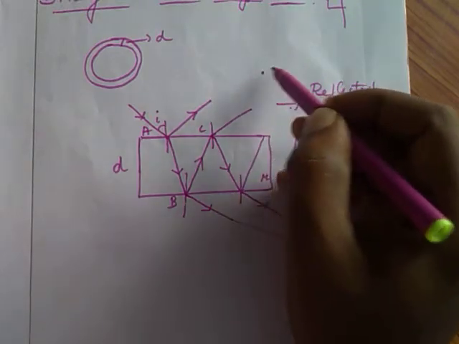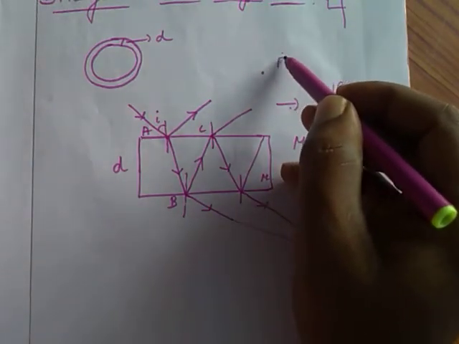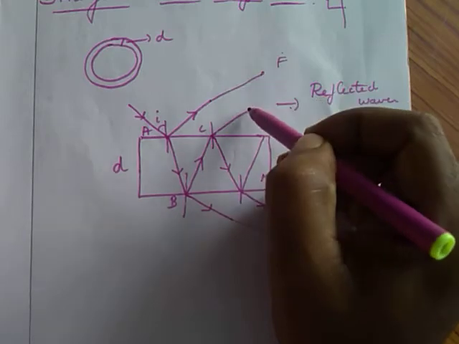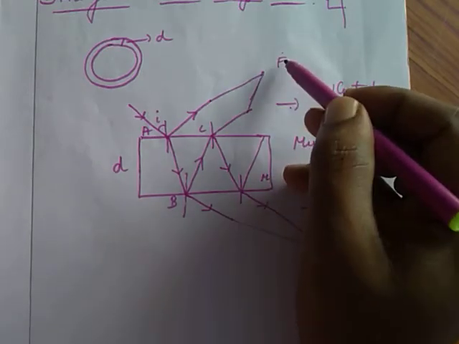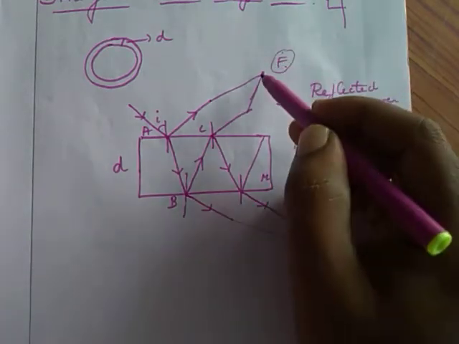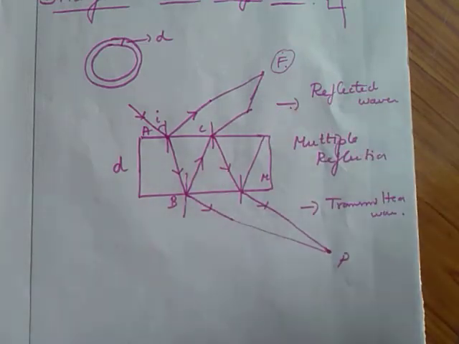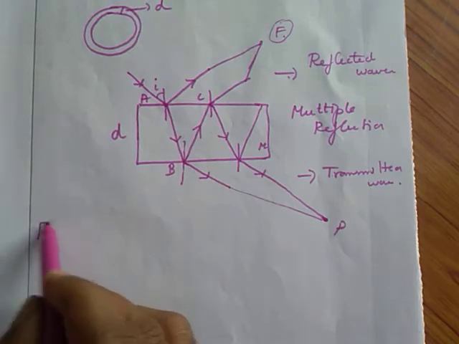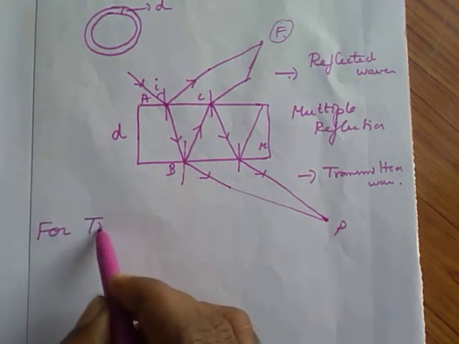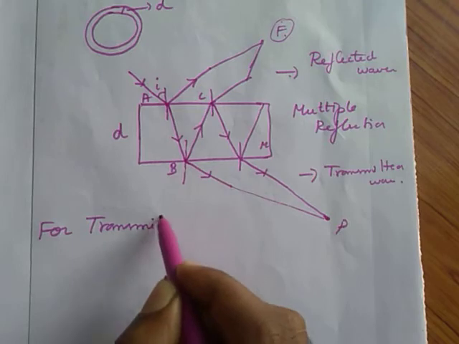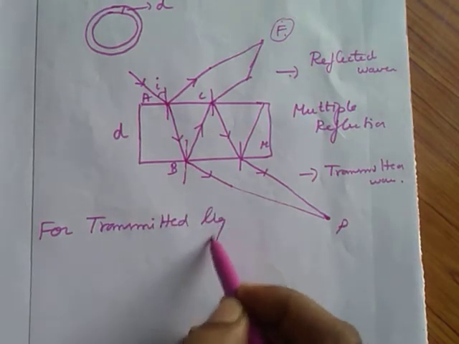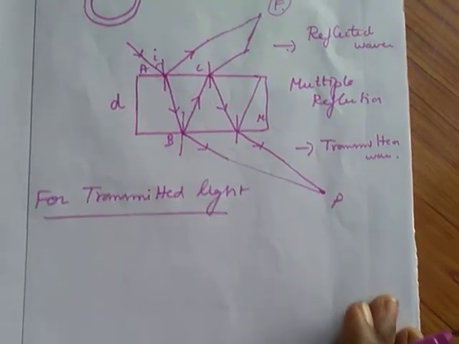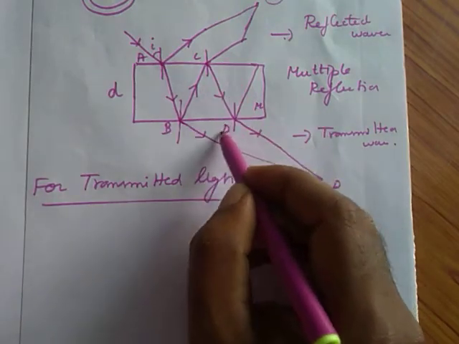And also here there is a point F. At that point also it will be bright or dark. That depends on constructive interference or destructive interference, which depends only on the path difference between the two waves. First of all, let me see for the transmitted light. Here it is B, C, and this one is D.